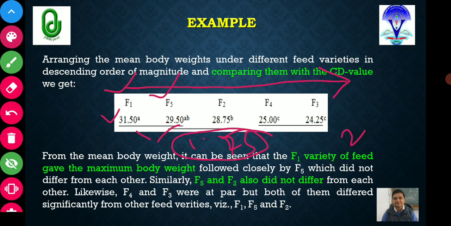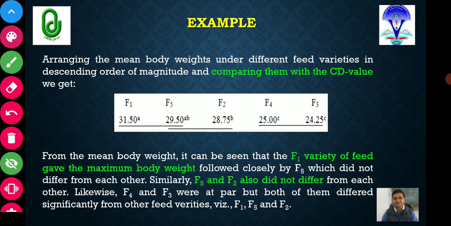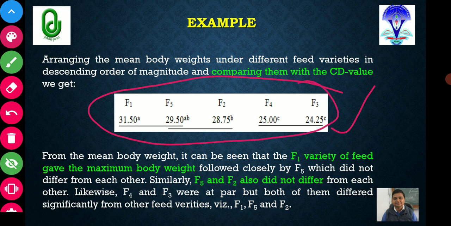Likewise, you have to compare the CD value with the mean differences, and then you have to put an underline, or alternatively you can put a superscript. So this is how you can conclude. Lastly, from the mean body weight, it can be seen that the F1 variety of feed gave the maximum body weight, followed by F5. But the difference is not significant. Although F1 is giving the highest body weight, it is not significantly different from F5.